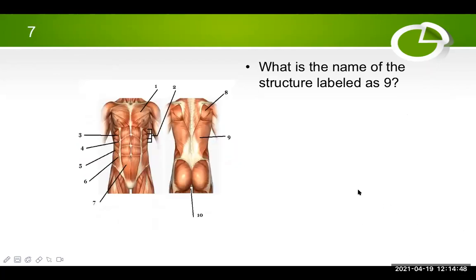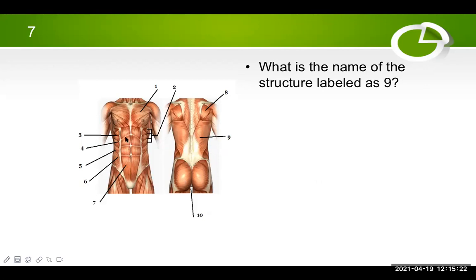What is the name of the structure labeled as 9 here? This muscle which is shown by the number 9. What is the name of this muscle? Latissimus dorsi muscle. Yes, latissimus dorsi, absolutely correct. This is latissimus dorsi. These muscles are gluteus maximus.